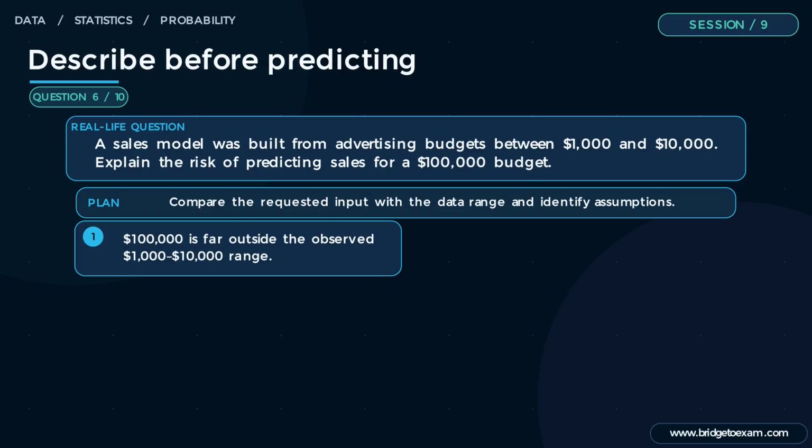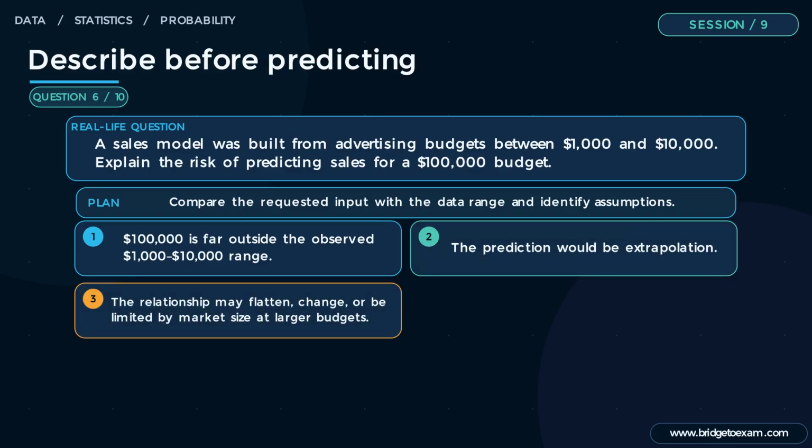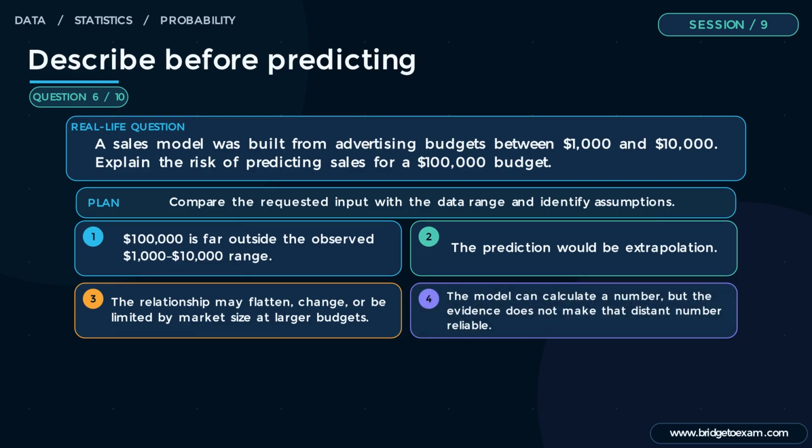Step 1. $100,000 is far outside the observed $1,000 to $10,000 range. Step 2. The prediction would be extrapolation. Step 3. The relationship may flatten, change, or be limited by market size at larger budgets. Step 4. The model can calculate a number, but the evidence does not make that distant number reliable.